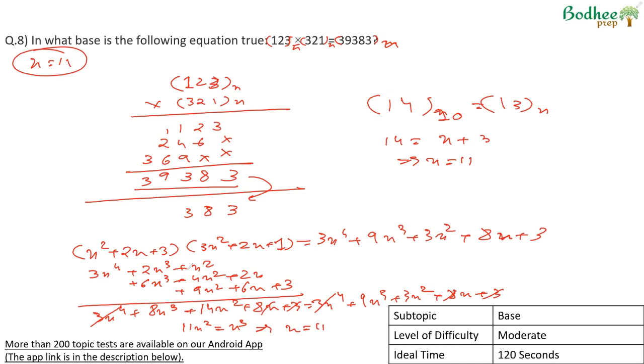Even if we are doing this entire process, it should not take more than 2 minutes. But this is an easier approach, basically.